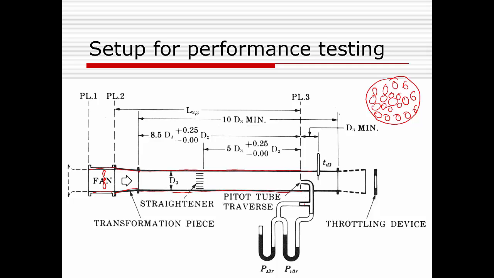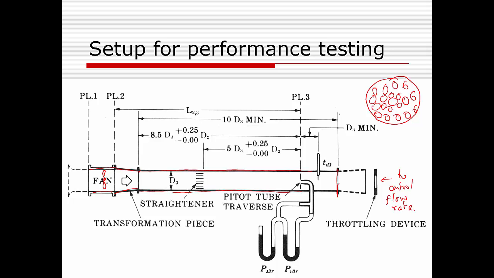So here are the two ends. They are connected to the two manometers, or you can connect it to the two pressure gauges. And they have given all the things, like what should be the dimension, what should be the length of the tube, all based on these diameters. And at the end, you have a throttling device to control the flow rate.